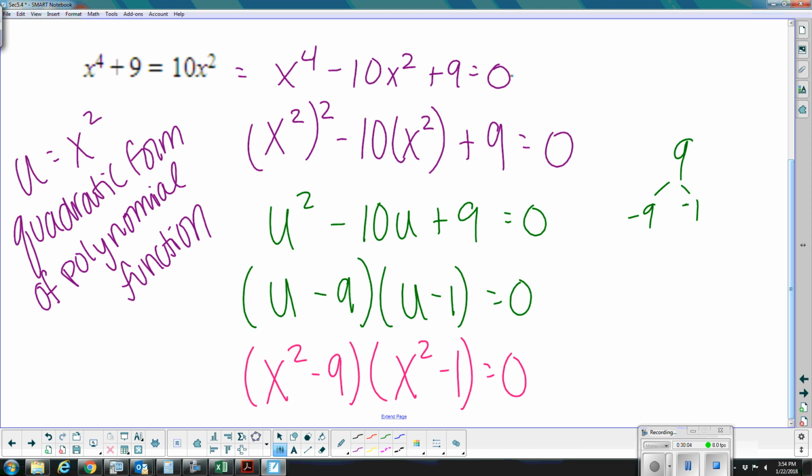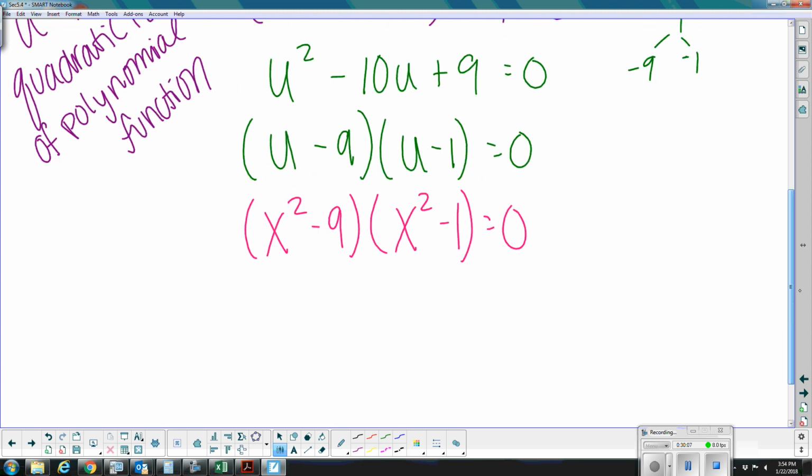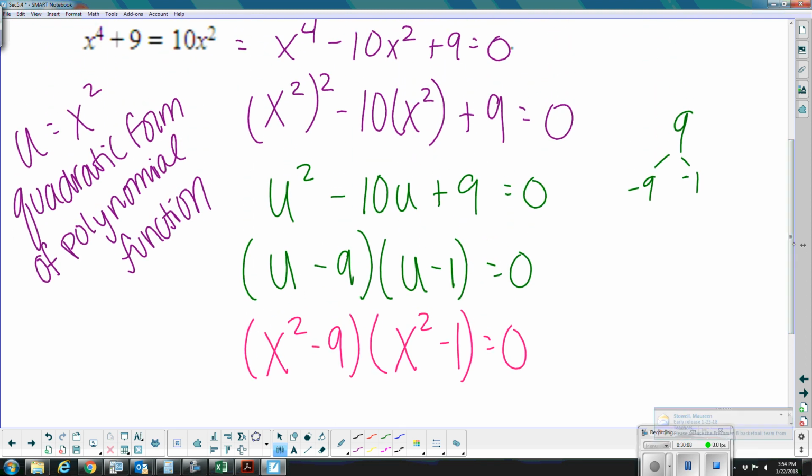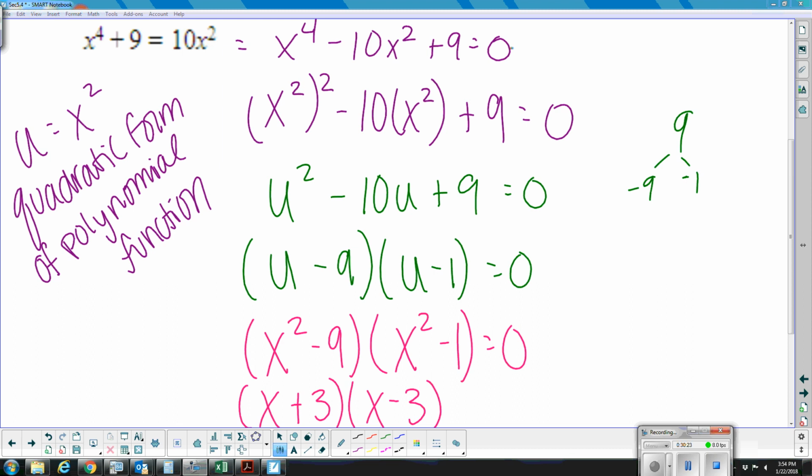And then you need to actually get this into its completely factored form. So that's x plus 3, x minus 3, and then x minus 1, x plus 1.